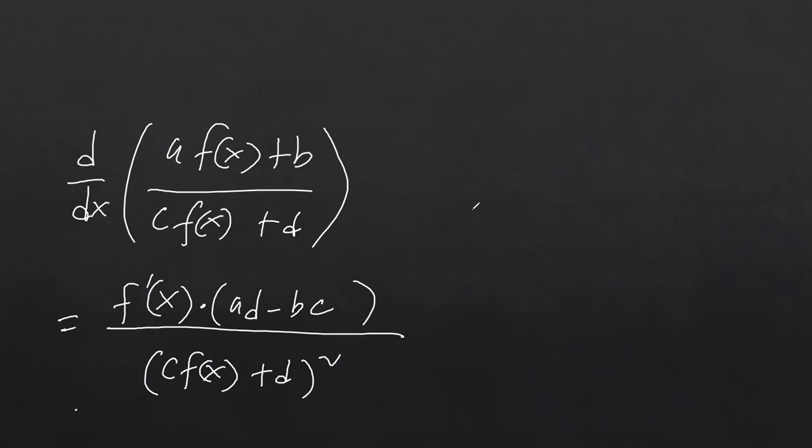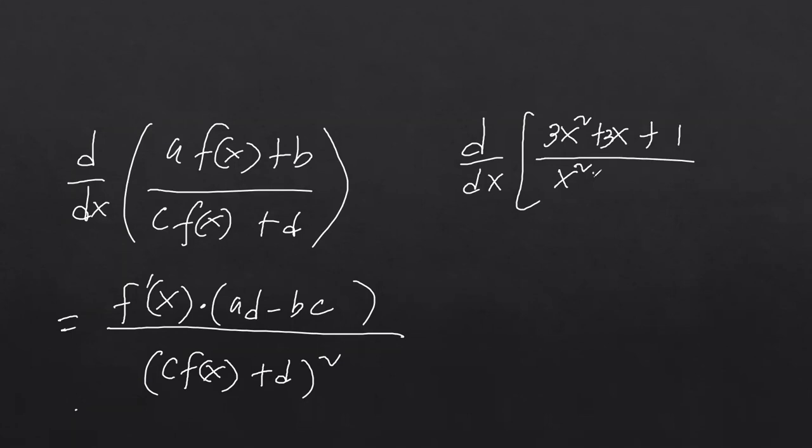So let us have, say for example, I ask you to find the derivative of 3x squared plus 3x plus 1 all over x squared plus x minus 2. In this case, as you can see, it seems that we cannot use this formula because these two functions are not the same, but we can do something here so that you can really see that these two functions are the same.